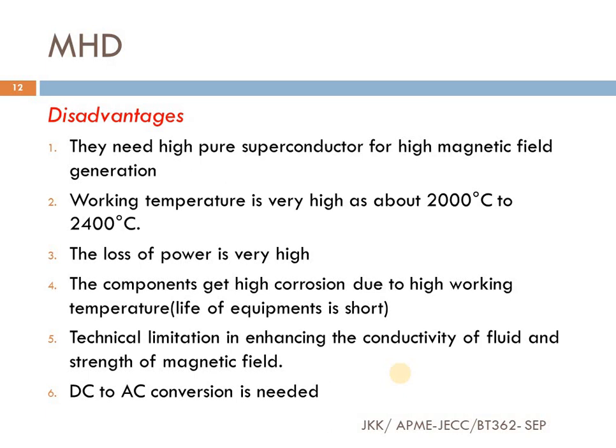Also, since the production is DC and the commercially utilized form of electricity is AC, we need DC to AC conversion. These are the disadvantages.